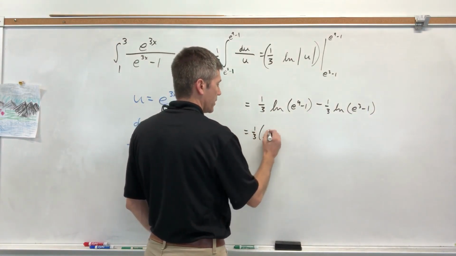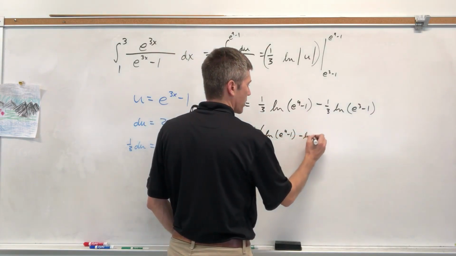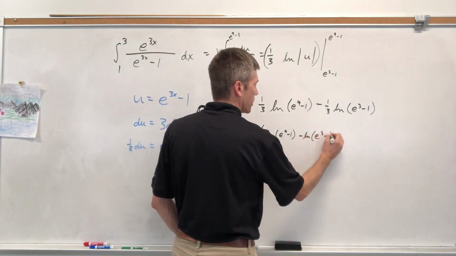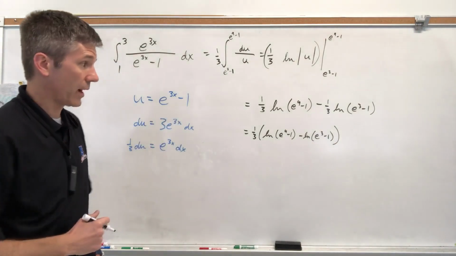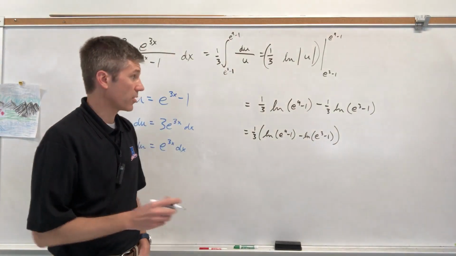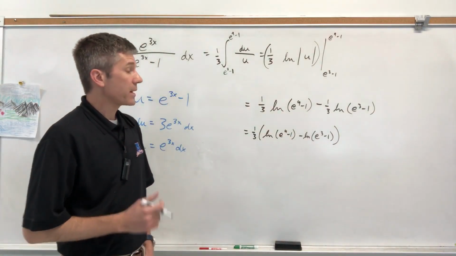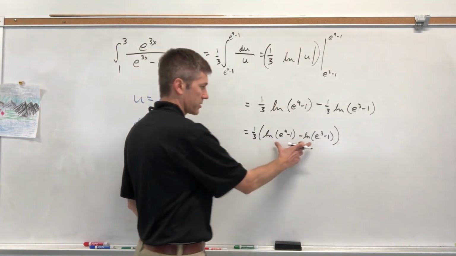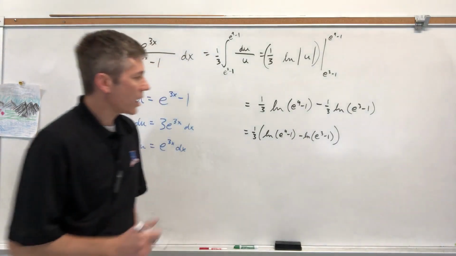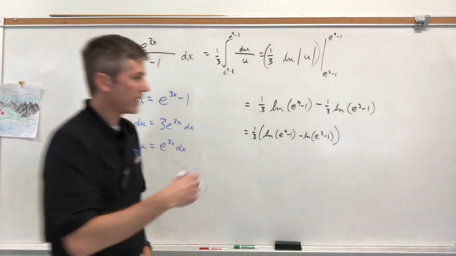Second of all, 1/3 times the natural log of e to the 9th minus 1 minus natural log of e to the 3rd minus 1. Also a valid answer. We're factoring a 1/3 out. All right, let's keep going with this. So valid, valid. Let's keep going with the validity here. Because we're subtracting logs that have the same base, they're both natural logs, so the base is e down here. Because we're subtracting logs, we can divide and create one log.